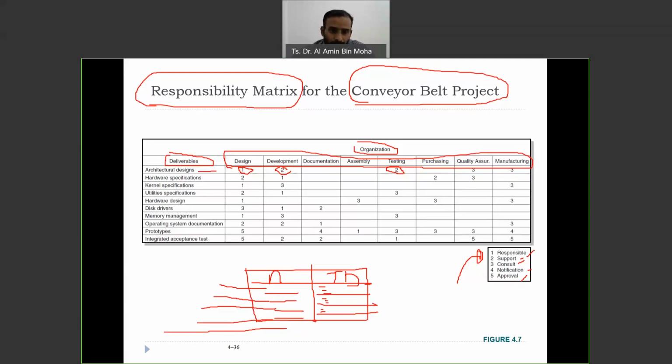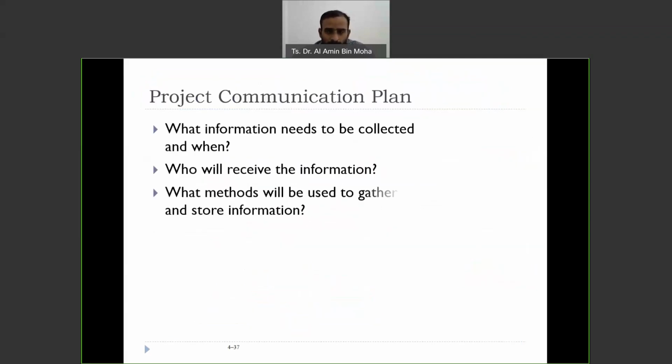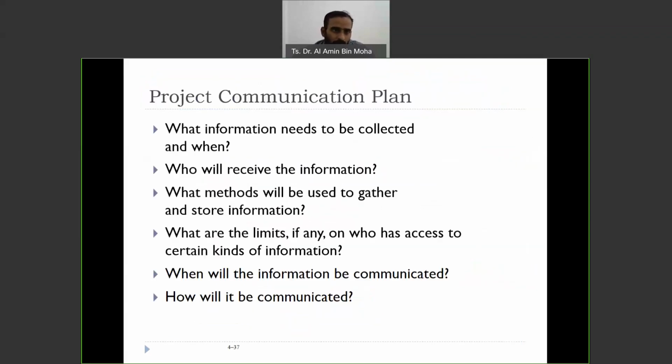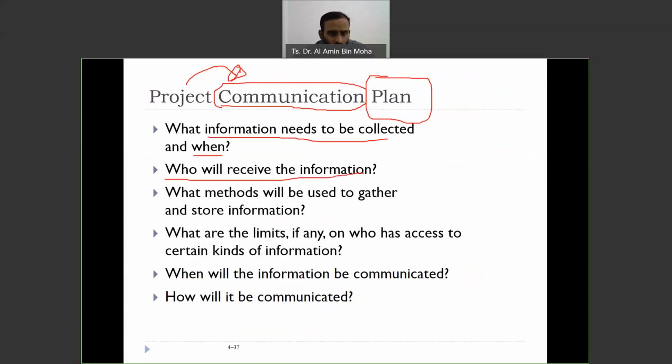We are done. Next is project communication plan. Here you need to plan the communication. In the project you're going to have communication, and you need to plan this earlier. What information needs to be collected, when, who will receive the information, how you're going to gather the information, and where you're going to store it.